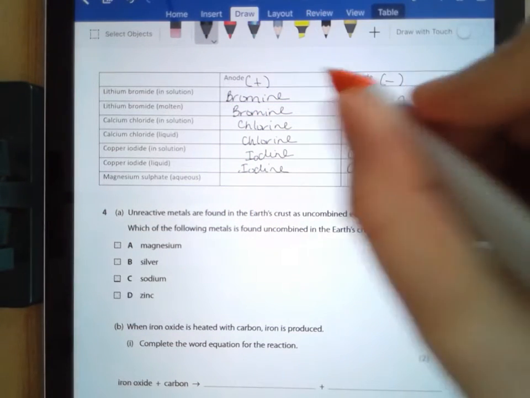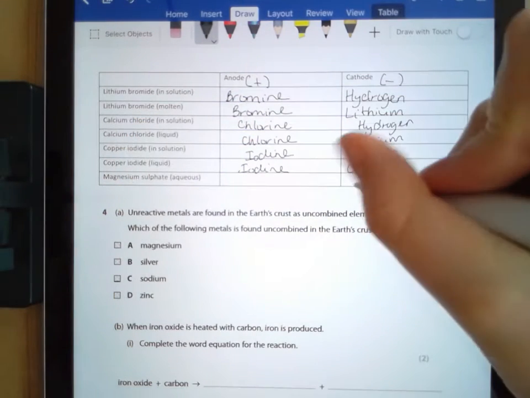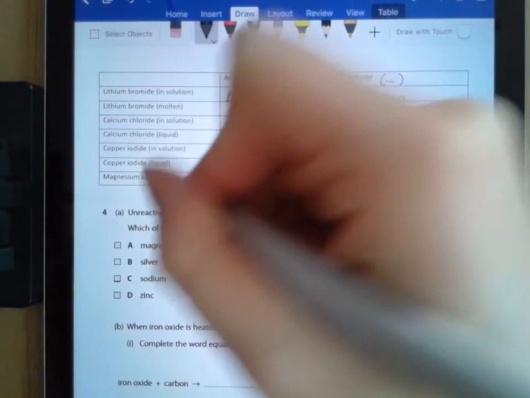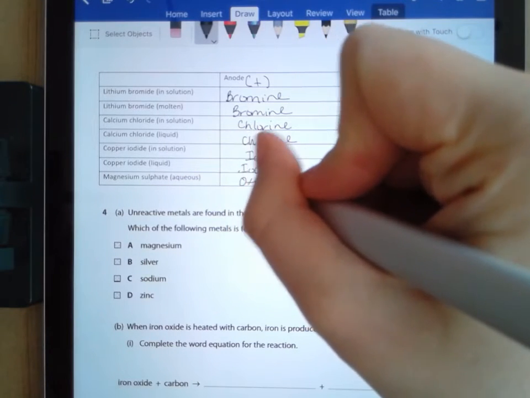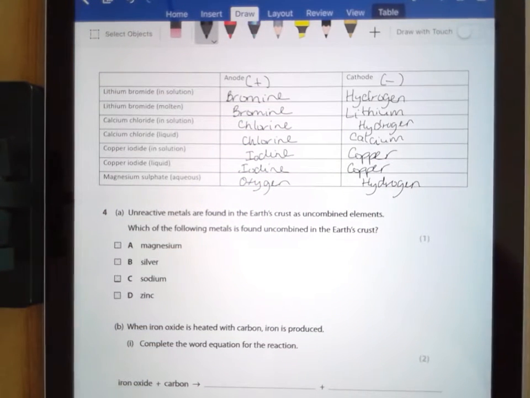Magnesium sulfate aqueous. Aqueous, you've got water present. The metal is not copper, so hydrogen will form at the cathode. And then at the anode, when you've got sulfate, oxygen forms. Okay, so please pay attention to which way around I put anode and cathode.